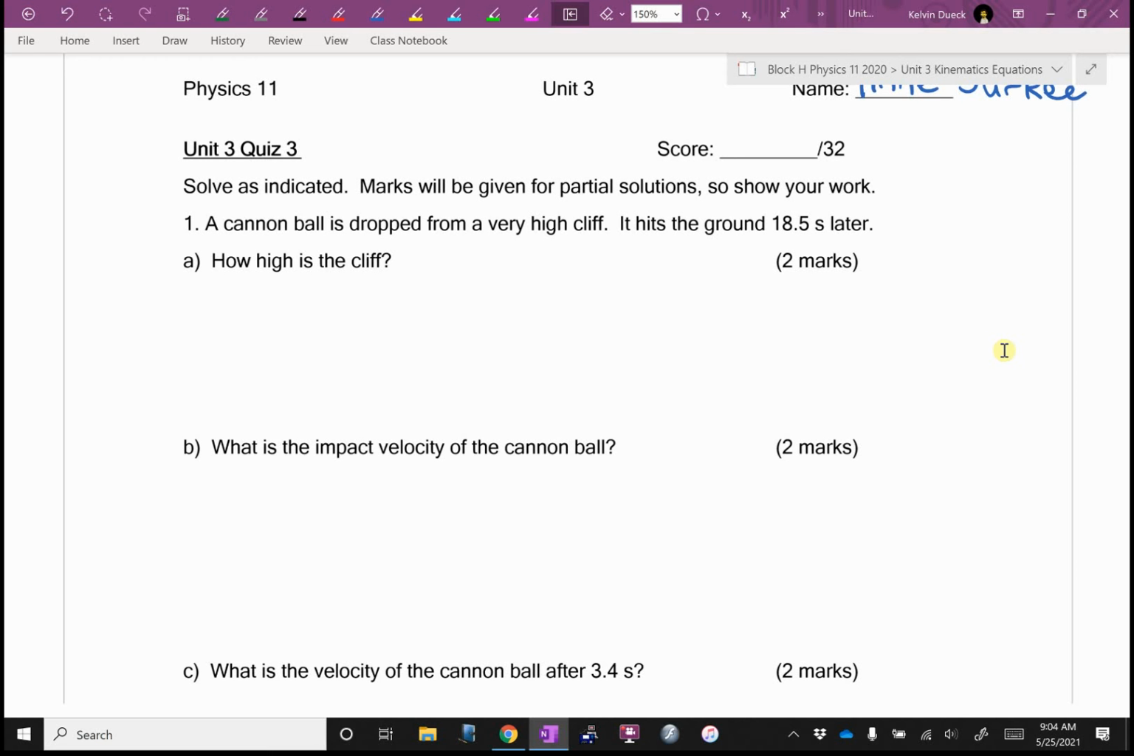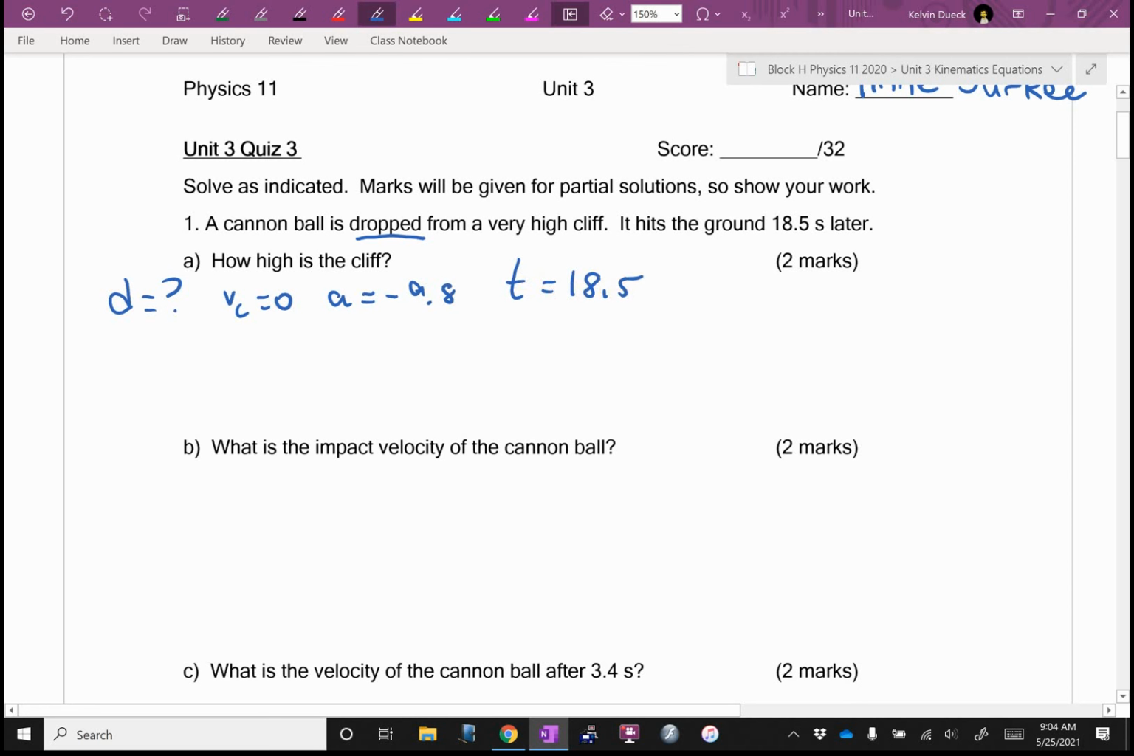Here we go. How high is the cliff? I said, okay, first of all, dropped. That's important. That tells me VI is 0. I guess they want me to find a displacement. I know VI is 0, A is negative 9.8, and they gave me the time, 18.5 seconds.